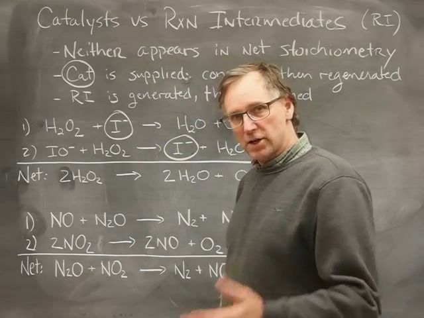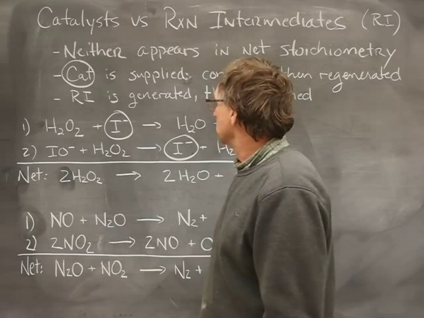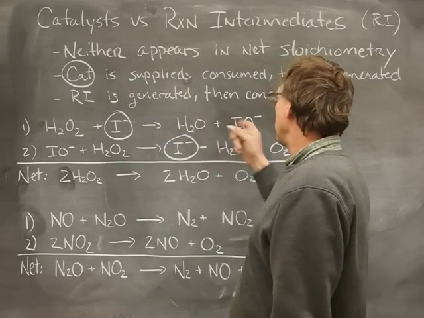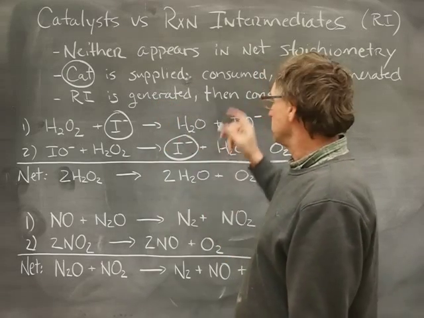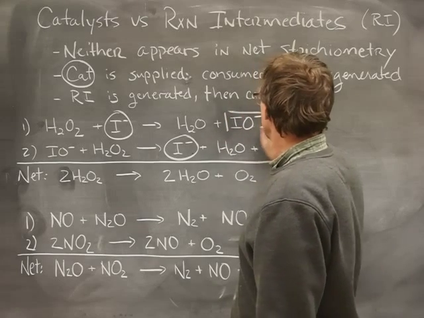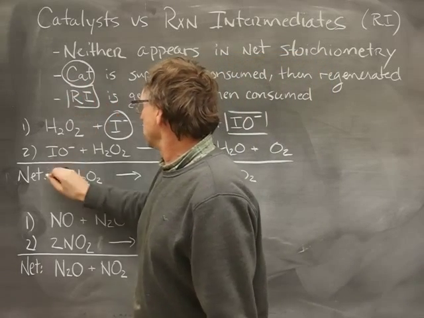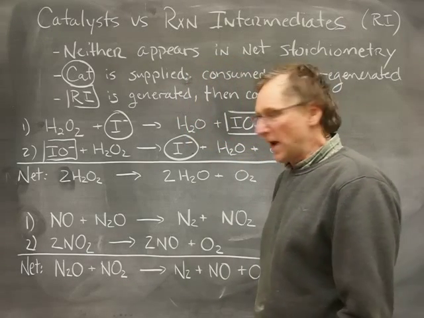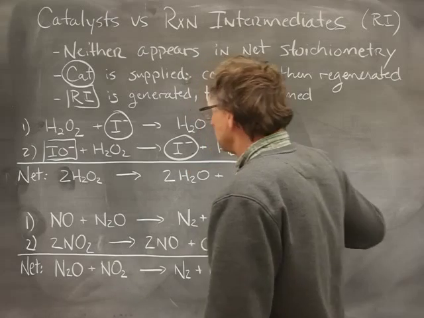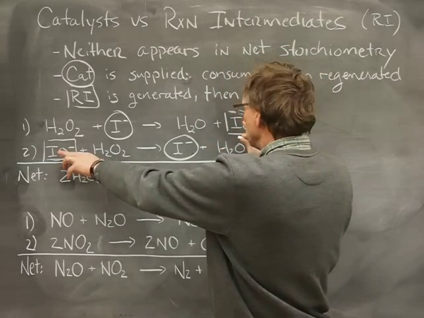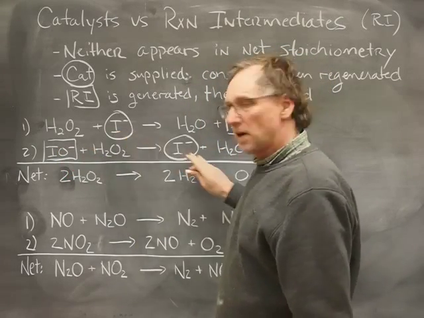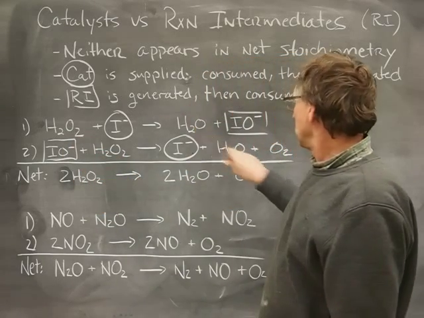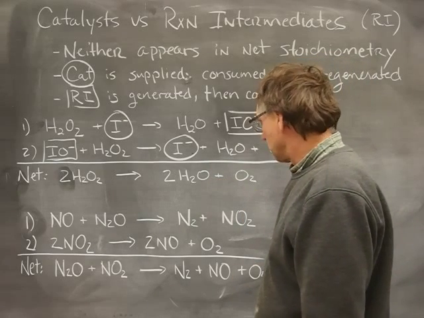Well, this reaction also does have a reaction intermediate, and it must be the IO minus, because look, IO minus is generated by the first step, but then it's consumed in the second step. So I would put a little box around that one to indicate that it's a reaction intermediate. Now, the net reaction, of course, when we add these all up, I canceled out the IO minuses and the I minuses, so that the net reaction is two H2O2s making two waters and an oxygen molecule.